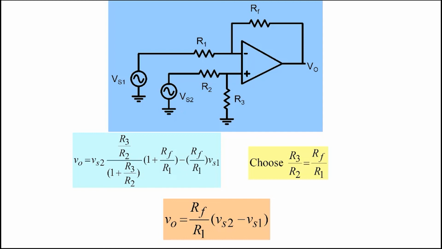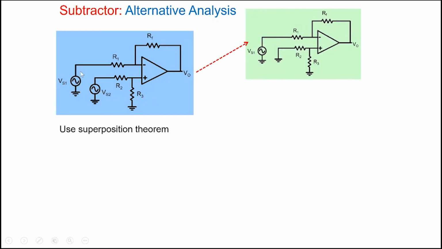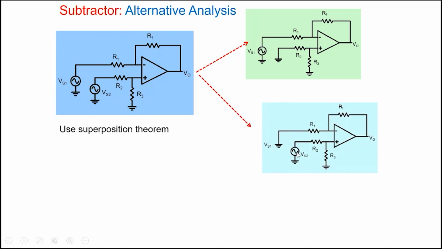So there are lots of interesting things we can do now with this op-amp circuit by applying voltages to the inverting terminal or non-inverting terminal. We can add signals, we can subtract signals. By the way, we can also do an alternative analysis using superposition. So you calculate first due to Vs1 by removing Vs2. Then you calculate due to Vs2.